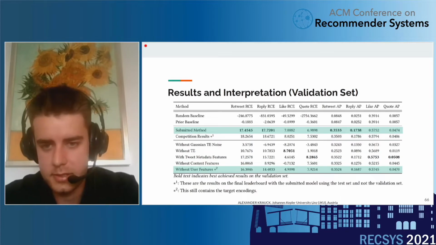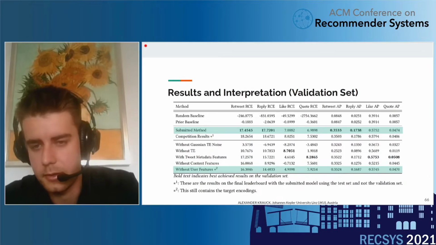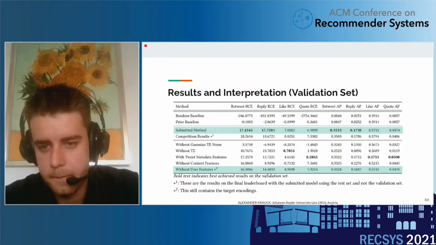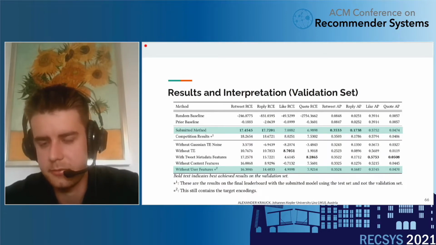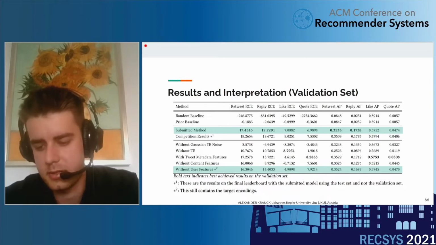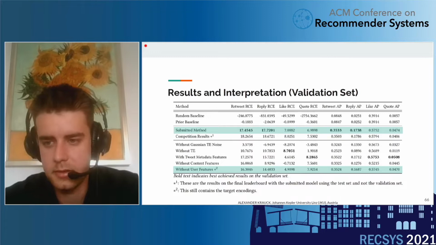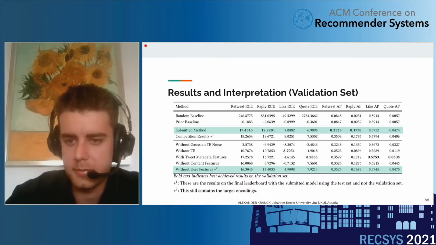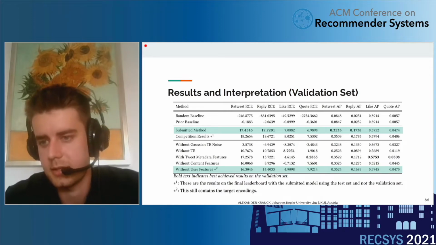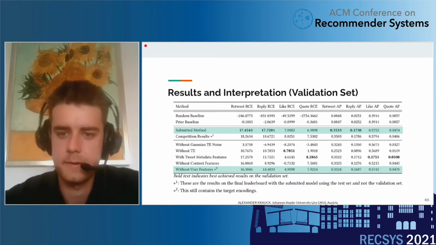Now let's look at our model that was trained without user features except for the target encodings. That means, for example, we did not use the follower count of the user. We can see that the performance is still quite okay, and this is a clear indication that the target encoding feature is one of the most important ones.